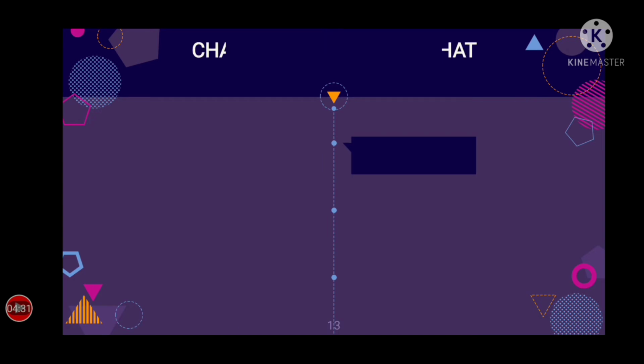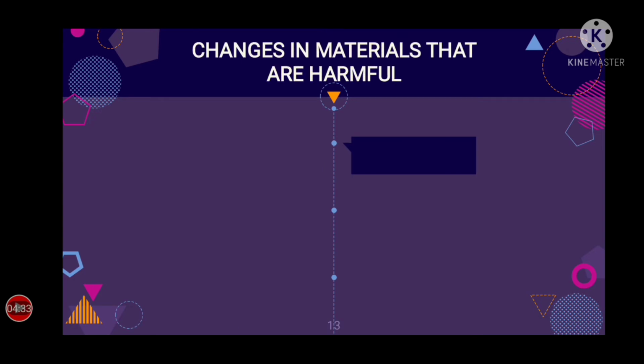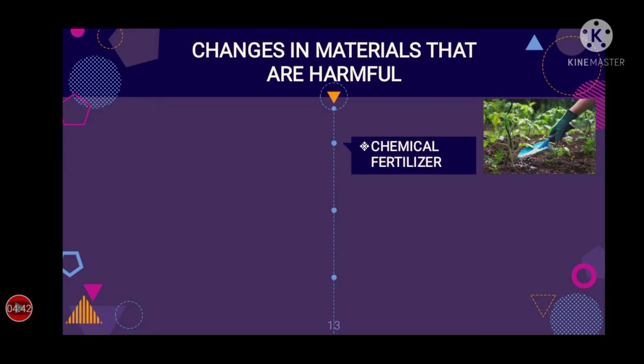So, here are the changes in materials that are harmful. Harmful naman tayo. So, first one is chemical fertilizer. Chemical fertilizer is what is put on plants to make the crops grow fat. Just like in the picture, they put fertilizer on the tomatoes.